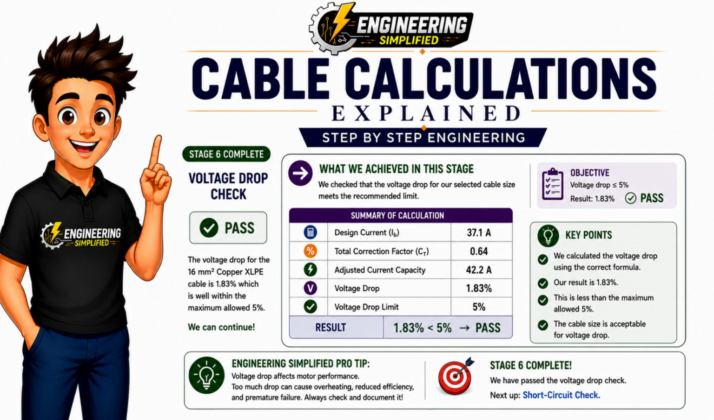Let's take a moment to review what we've achieved in this stage. We calculated the voltage drop using the correct engineering formula and confirmed that the result is well below the maximum recommended limit. This means the cable will deliver sufficient voltage to the motor, allowing it to operate efficiently and reliably. At this point, we've successfully verified both the cable's current carrying capacity and its voltage drop performance. However, there is still one critical safety check remaining. Next, we'll verify that the cable can safely withstand the prospective short-circuit current before the protective device disconnects the supply.